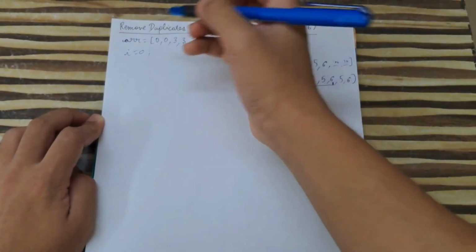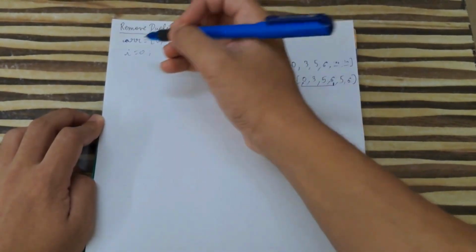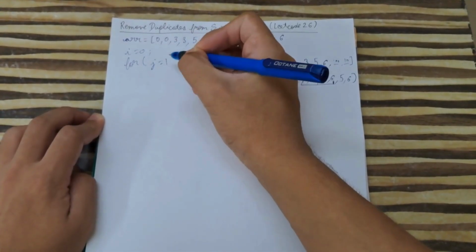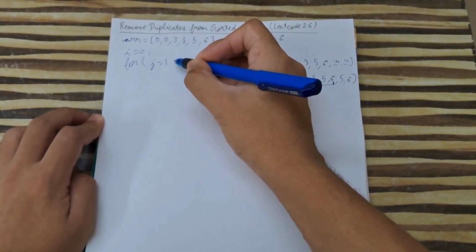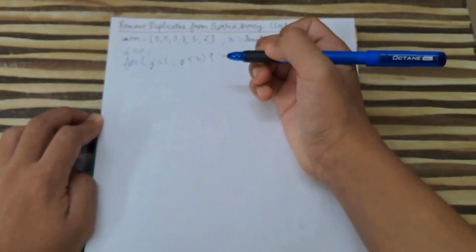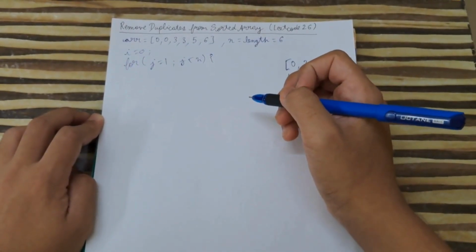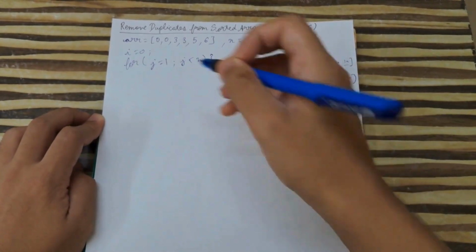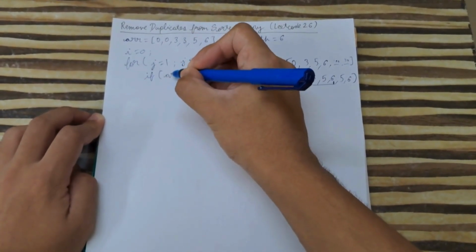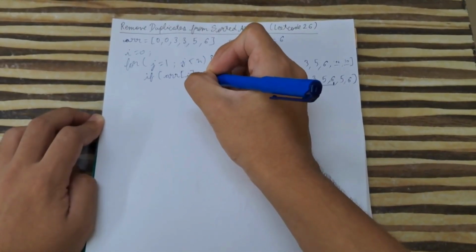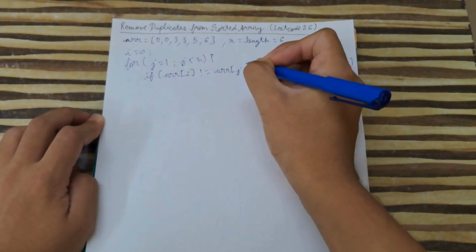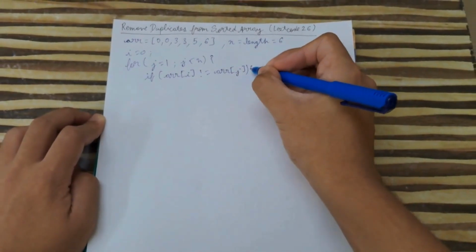Then we will keep our second pointer in the for loop, that will be j. That will go from j equals 1, not from 0. So j equals 1 till j less than n, that is the complete length of the array. Okay. Then after that, we will start a conditional statement: if array[i] is not equal to array[j]. If it is equal, we can just continue. We don't want anything with that.